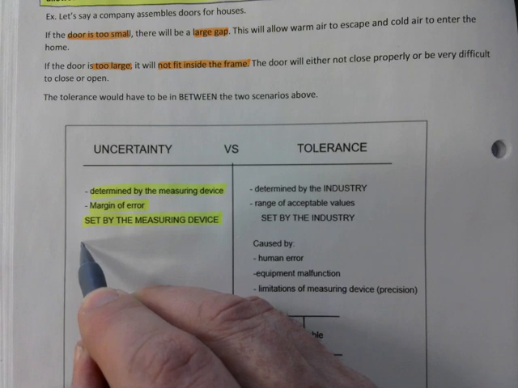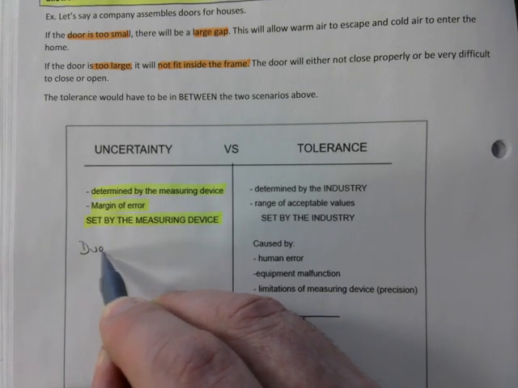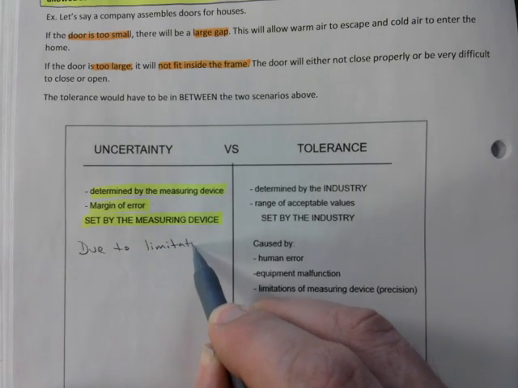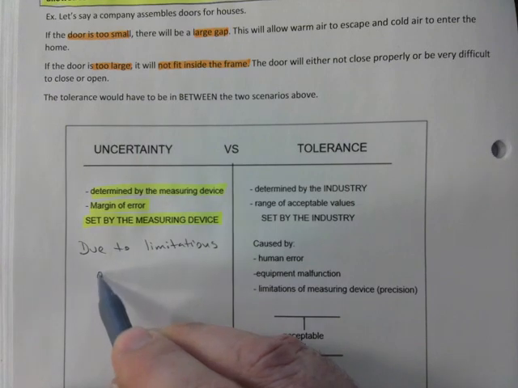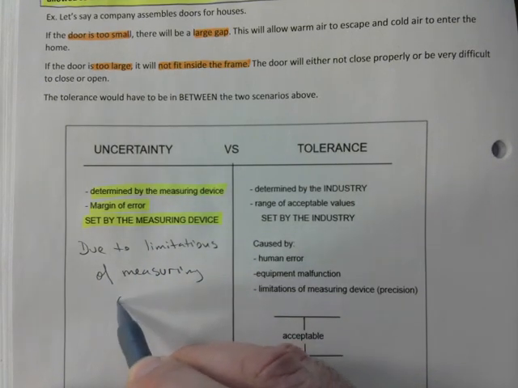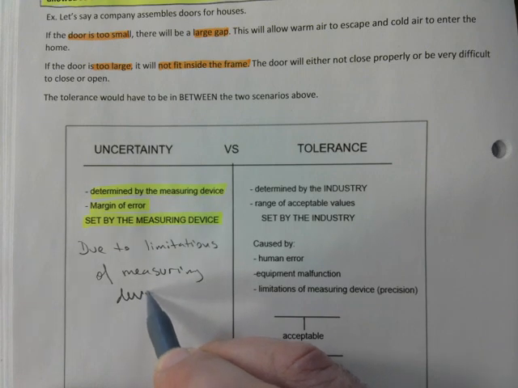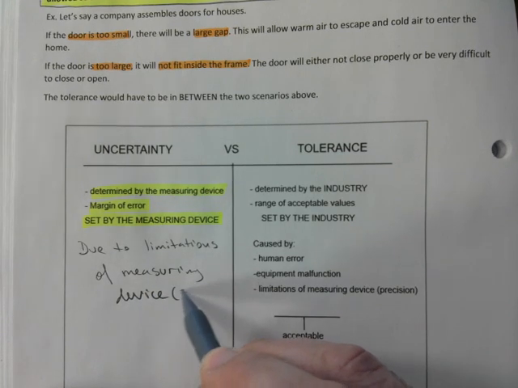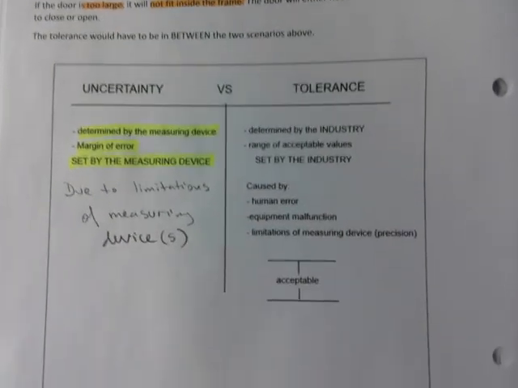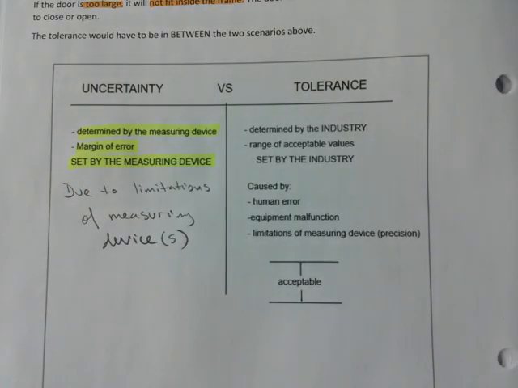I will say this: due to limitations of measuring device or devices, right? Maybe there have been a couple used and that's what causes the uncertainty.